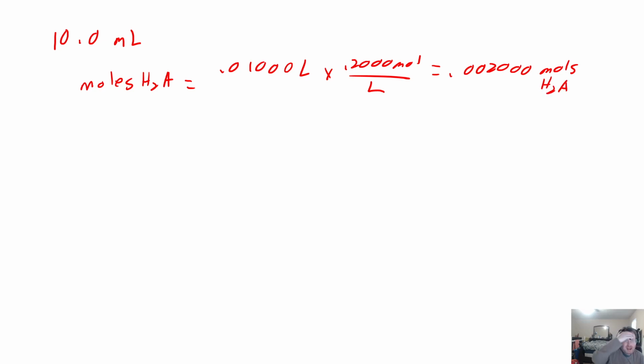So now I want to know how many moles of H2A I have left and how many moles of HA minus I have formed. The reason I know these are the two I'm interested in is that I have not yet reached the first equivalence point.